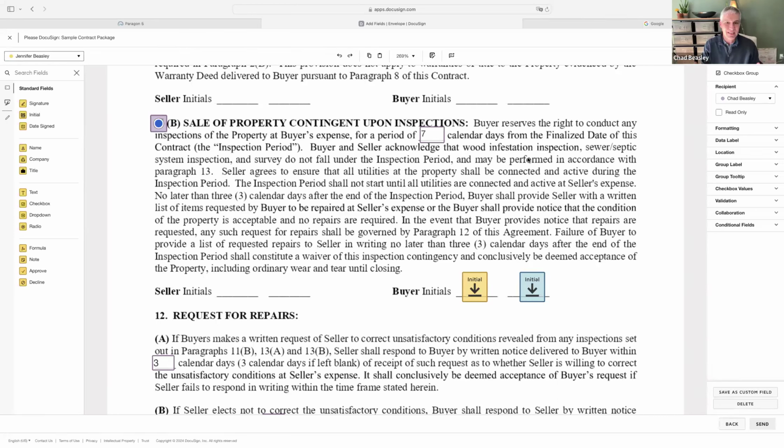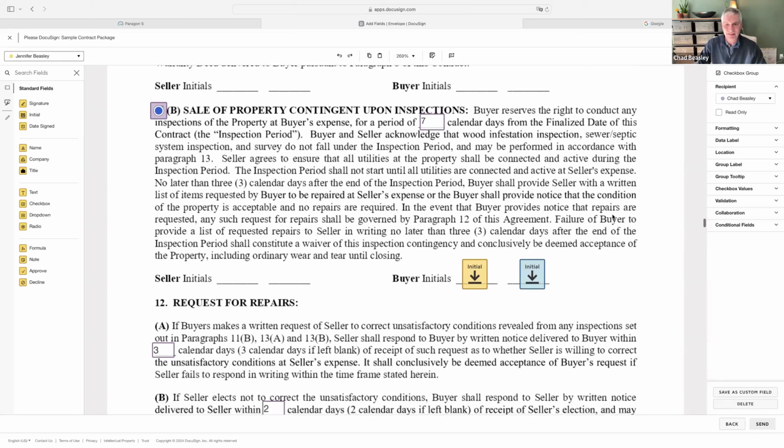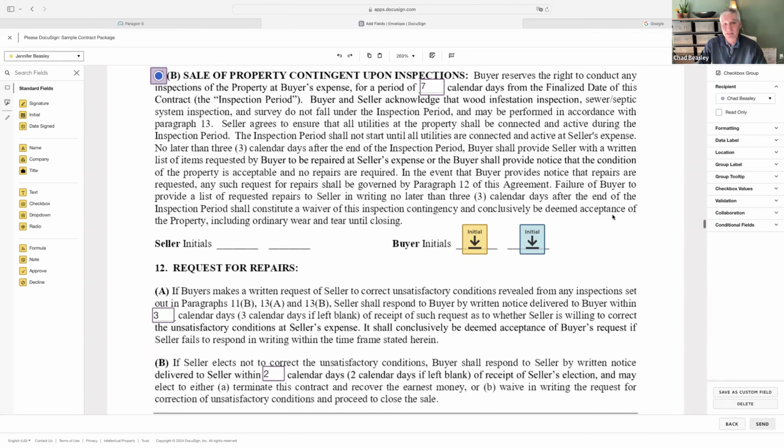So if you have a 7-day inspection period and you get the inspection done on day 2, well, you really have a full 10 days to get something to them in writing. Now, there's rarely a reason to take that long, but just so that you're clear on it, that's how the contract reads unless you change something.